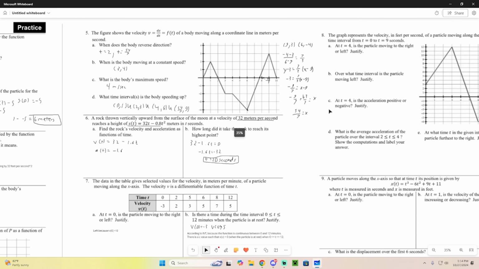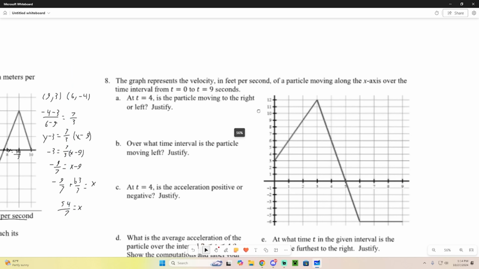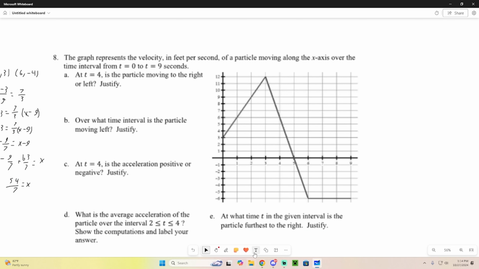Alright. Okay. Question 8 says the graph represents the velocity in feet per second of a particle moving along the x-axis over the time interval from t equals 0 to t equals 9. At t equals 4 is the particle moving right or left? So this is a velocity graph, which means to check if it's moving right or left, we need to check if it's positive or negative.